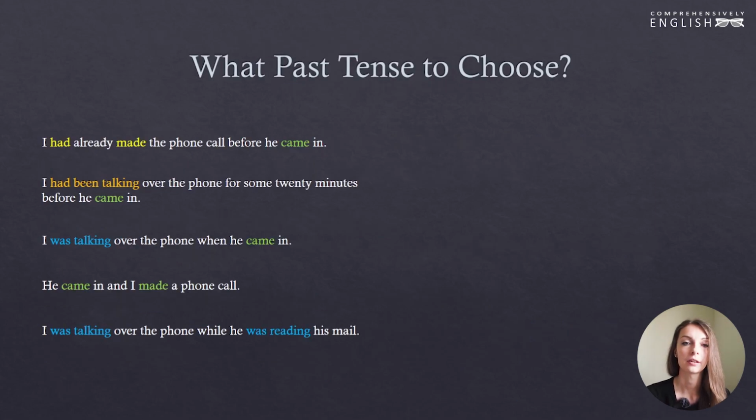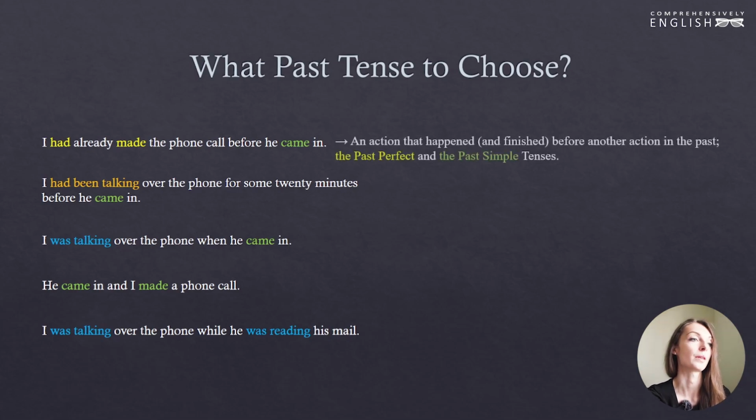Let's explain the use of the tenses in these sentences. The first one, I had already made the phone call before he came in. What do we see? An action that happened and finished before another action in the past. So that's why the past perfect, I had already made, and the past simple tenses are used.